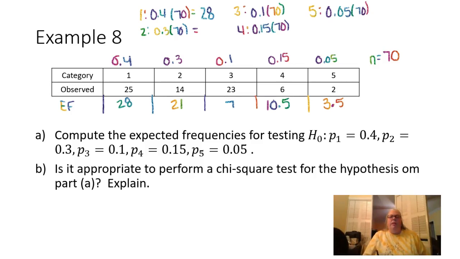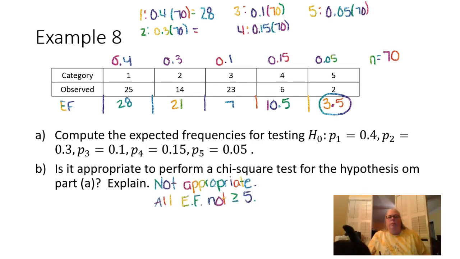Okay, part B. Is it appropriate to perform a chi-square test for the hypothesis on part A? Well, no, it's not. Because remember, if we look at our expected frequencies, this one right here is ruining everything. All of our expected frequencies need to be more than 5. This one's less than 5, so a chi-square test is not appropriate. And down here is our explanation. It is not appropriate because all of the expected frequencies are not greater than or equal to 5. This one right here was actually less than 5.